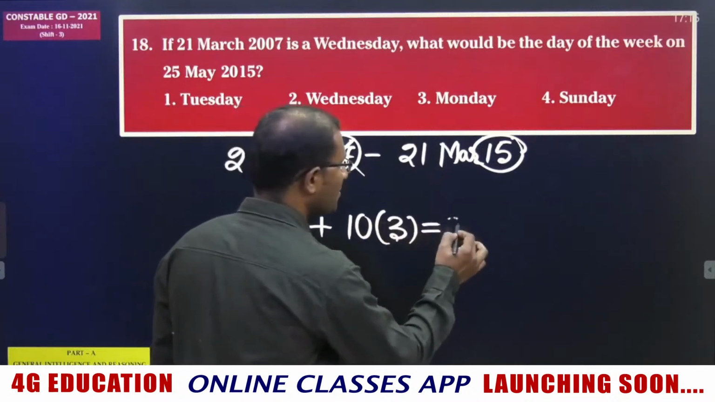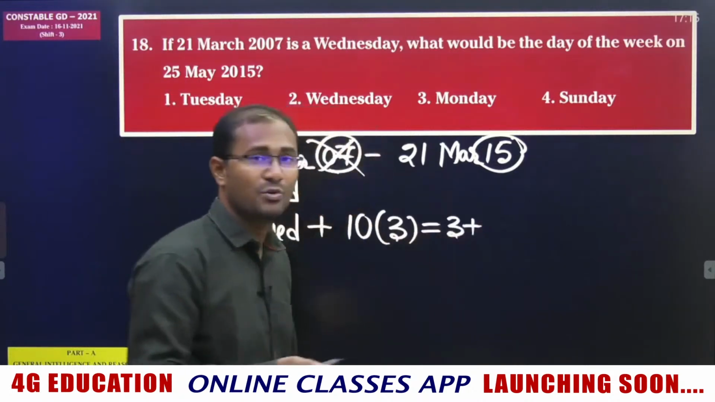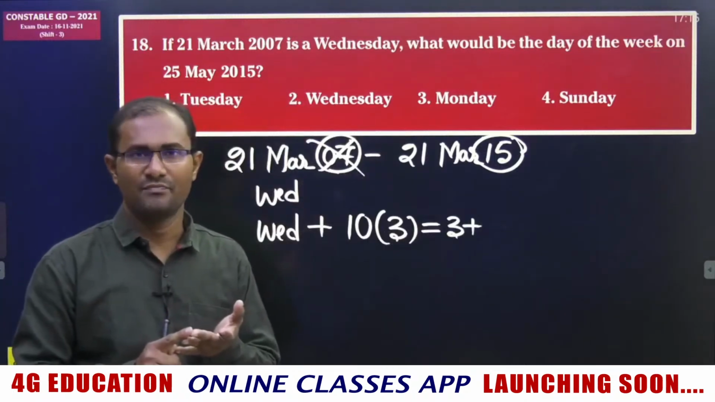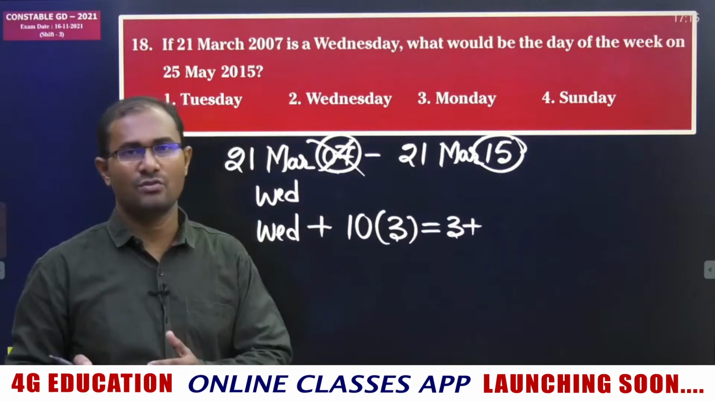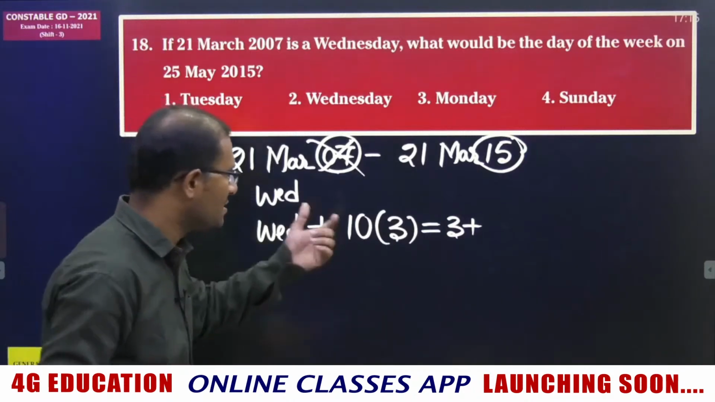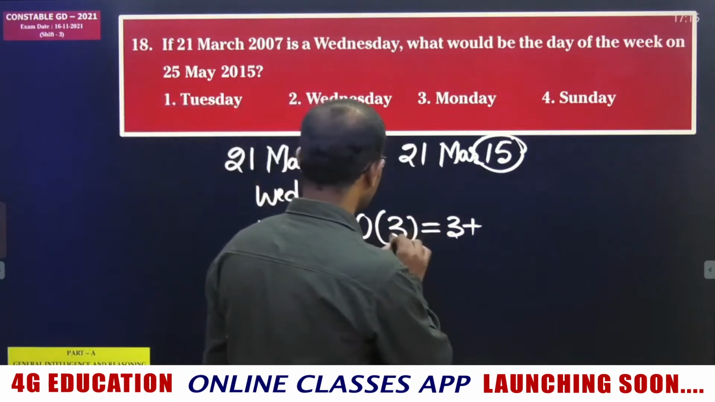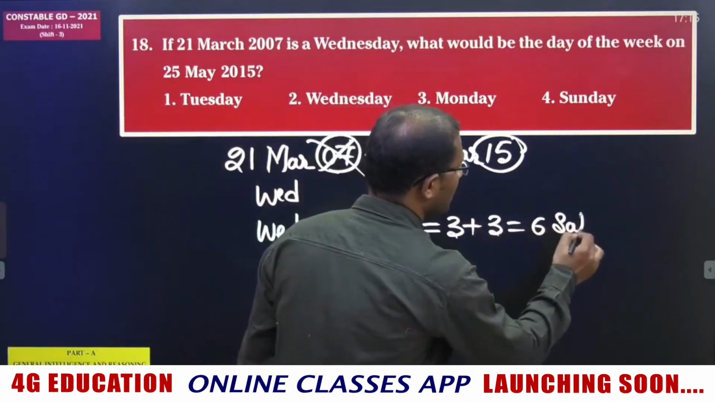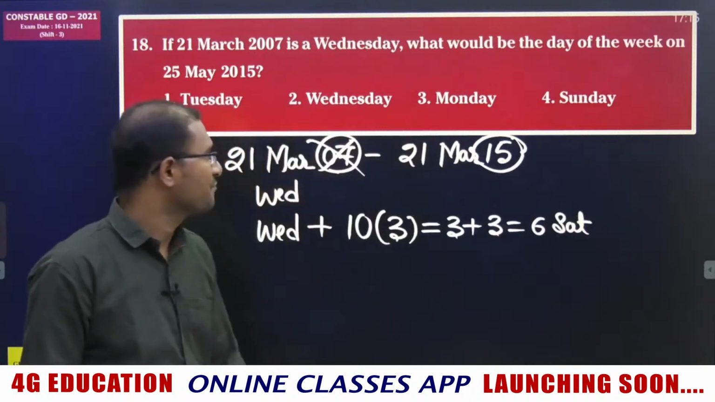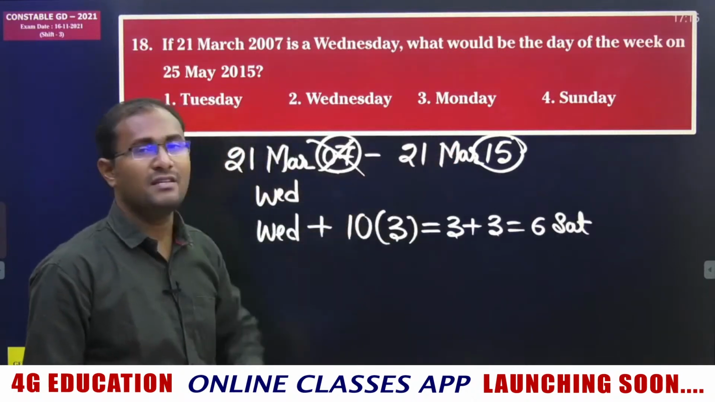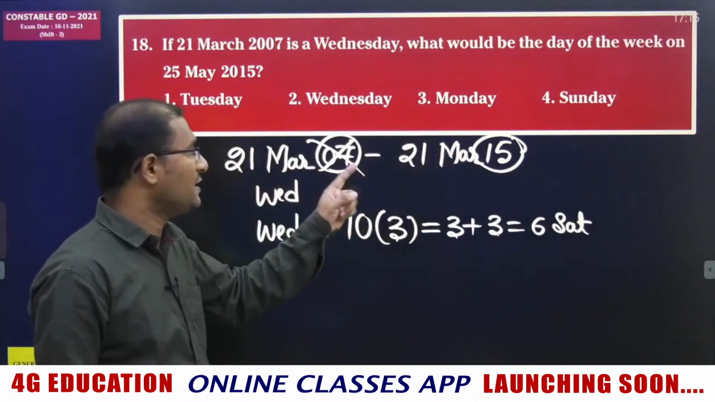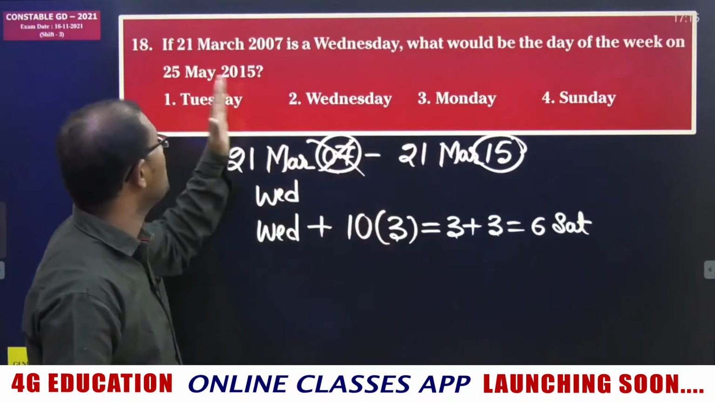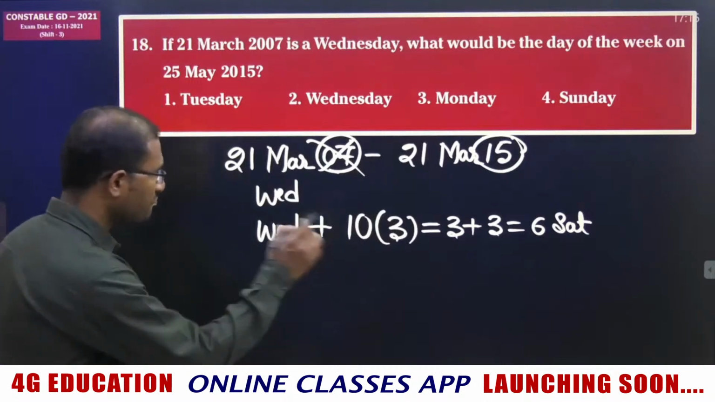So Wednesday means 3. According to our coding, Monday means number 1, Tuesday means number 2, Wednesday means number 3, and Sunday means 7 or 0. Saturday means 6. Okay, so this is how we follow. Wednesday means 3, and 3 more makes 6. 6 means Saturday. So this 21st March 2015 is Saturday. If 21st March 2015 is Saturday, then we can find out 25th May 2015.